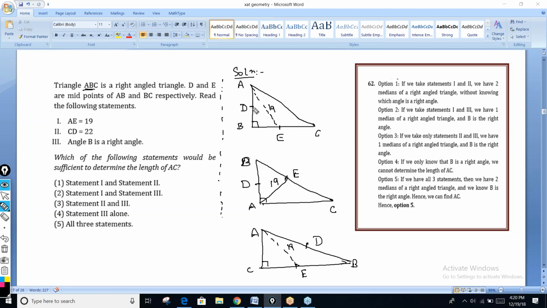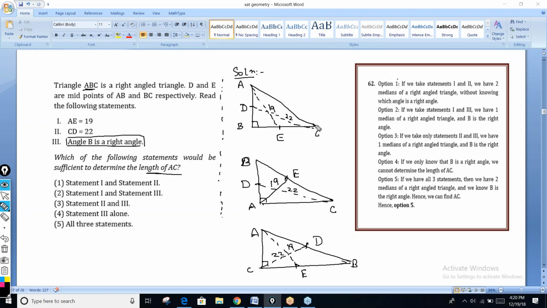CD is 22. Angle B is a right angle. So if we do not know this information, angle B is a right angle, which of the following statements would be sufficient to determine the length of AC?